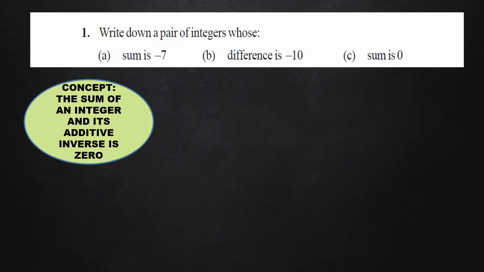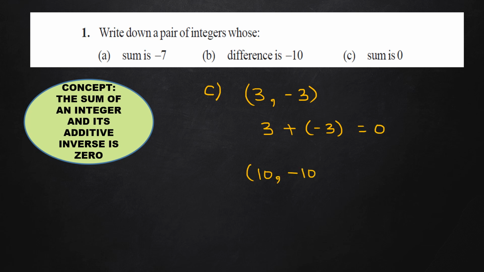Next, we come to the C part of the question. It says that the sum should be 0. We are finding a pair of integers whose sum is 0. If you remember the concept, the sum of an integer and its additive inverse is always 0. Therefore, we can easily answer this question. Let's take 3 and minus 3. So when we take their sum, we get the answer as 0. Let's take another combination, 10 and minus 10. Again now when we add these two numbers, we get the answer as 0.